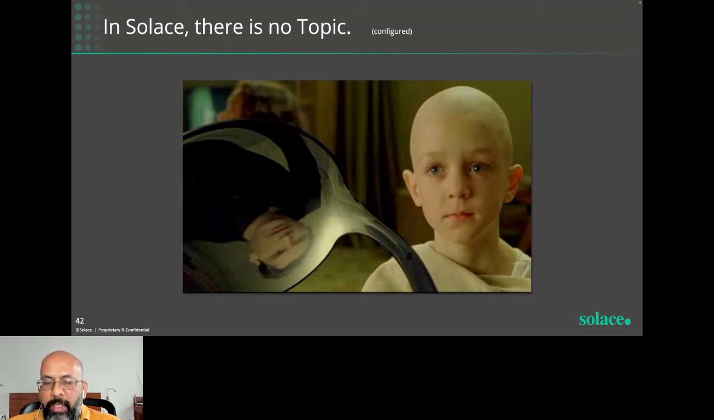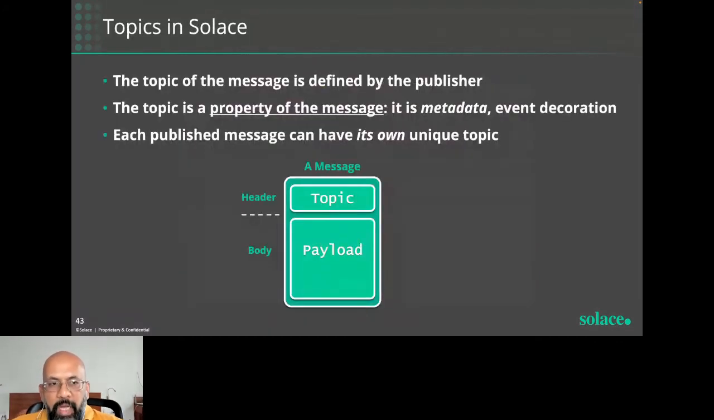In the Matrix movie, Neo gets a fun dialogue from the kid: there is no spoon. In fact, the spoon is bending in front of him. Something similar here: there is no topic, but topic is essentially the way you route the messages. So here's your topic. It's defined by the publisher. It is found in the property of the message, and each message can have its own topic.